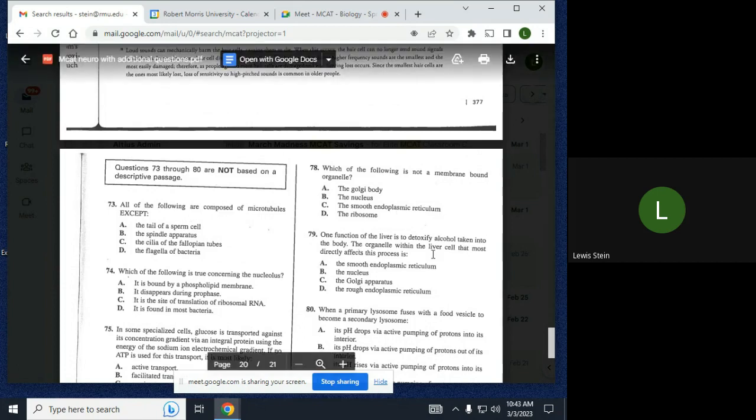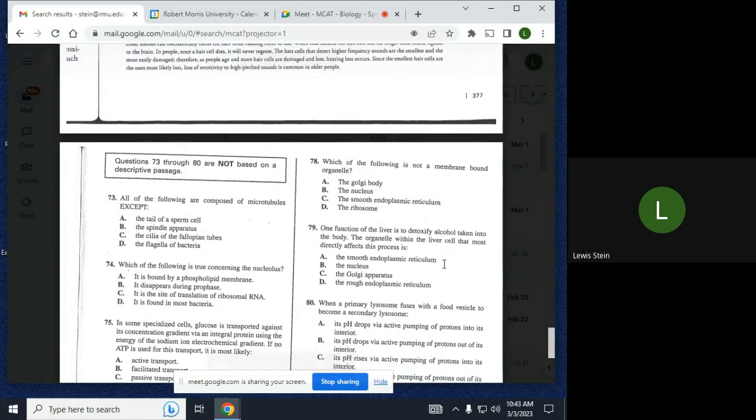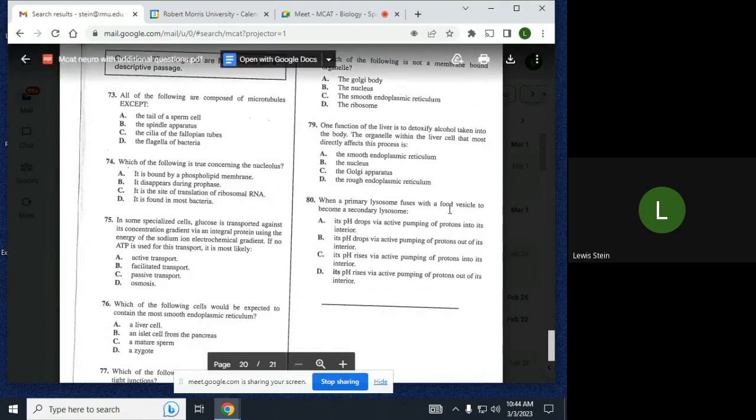Here's the liver detoxification, and what's the organelle that does that? Again, smooth endoplasmic reticulum. Primary lysosome with a few. What happens in a lysosome? Acid hydrolysis. So pH will drop, actively pumping protons into the interior, not the exterior. It's what's happening in the lysosome.